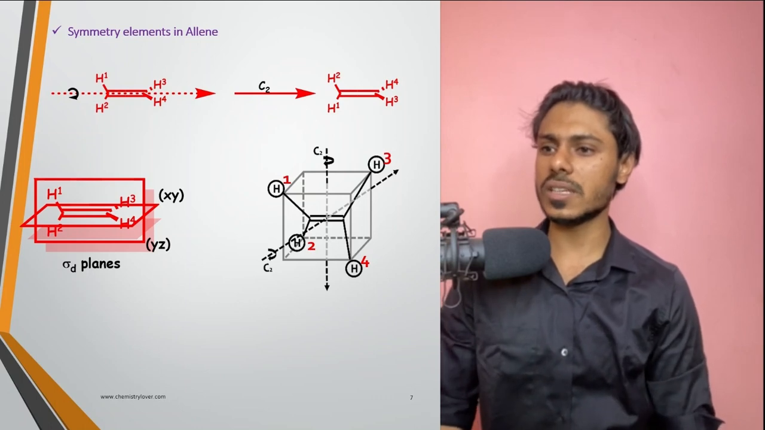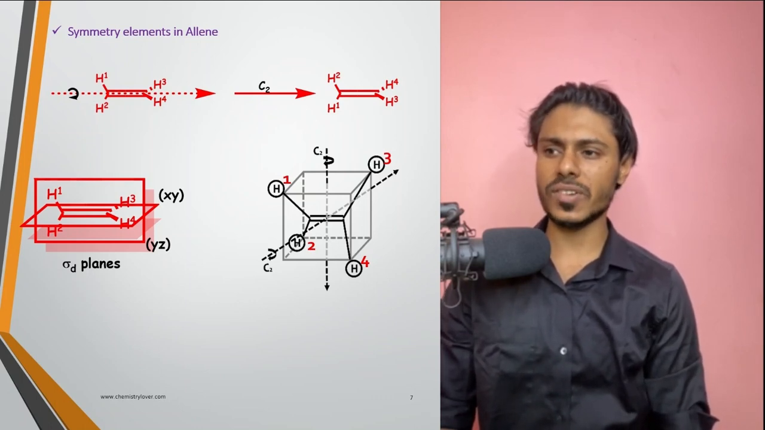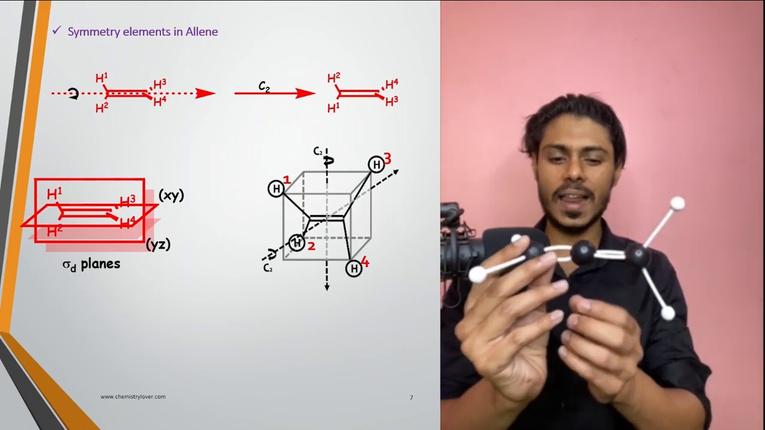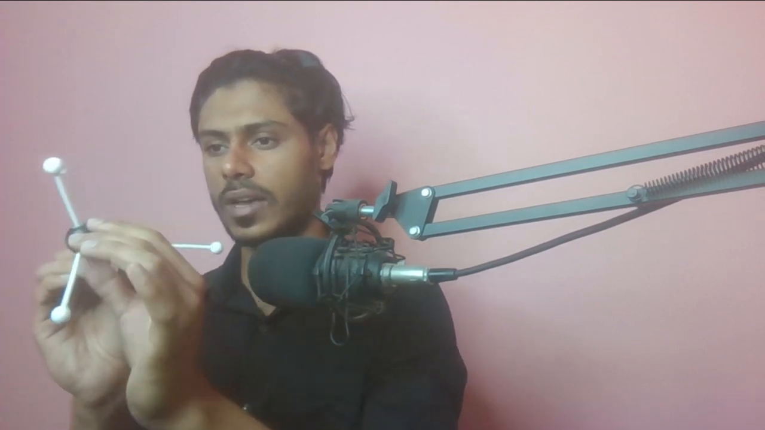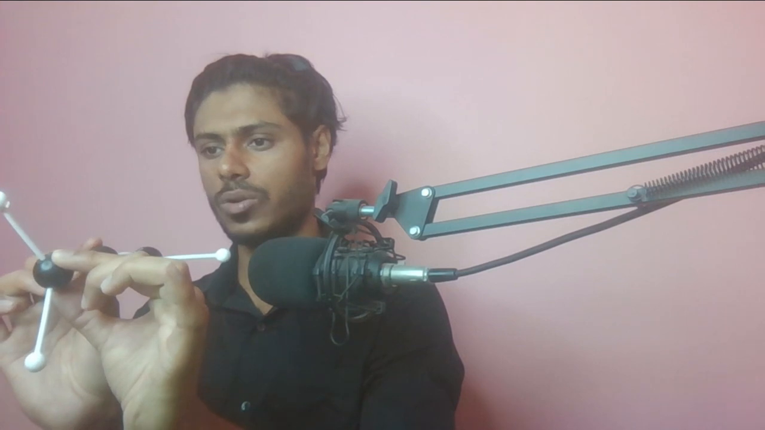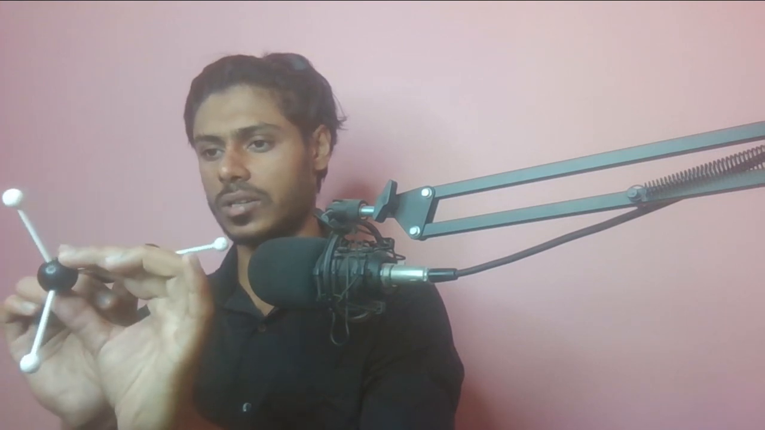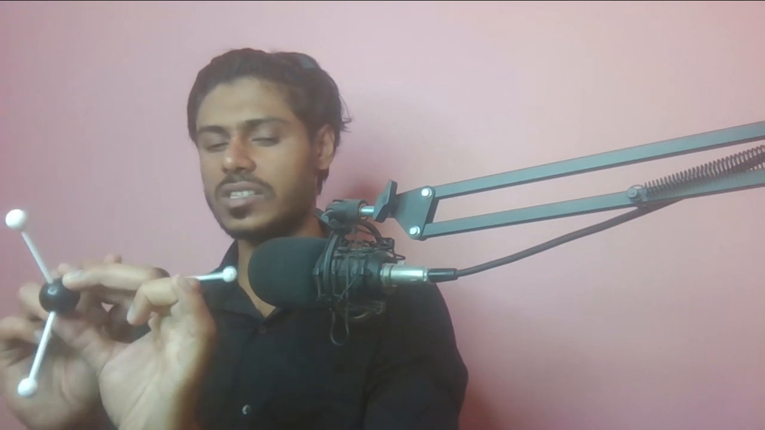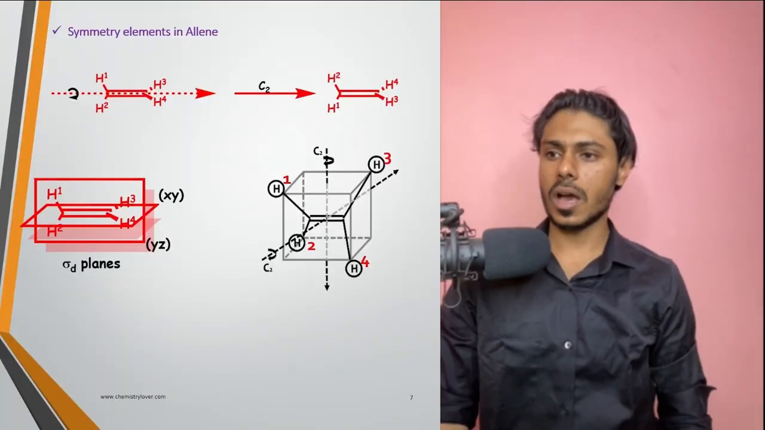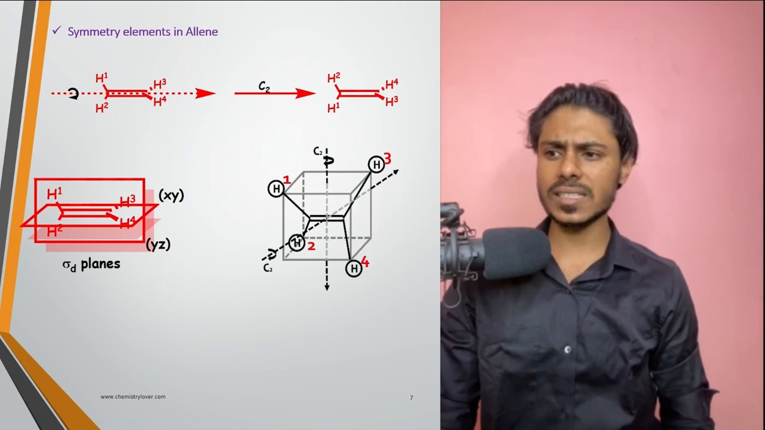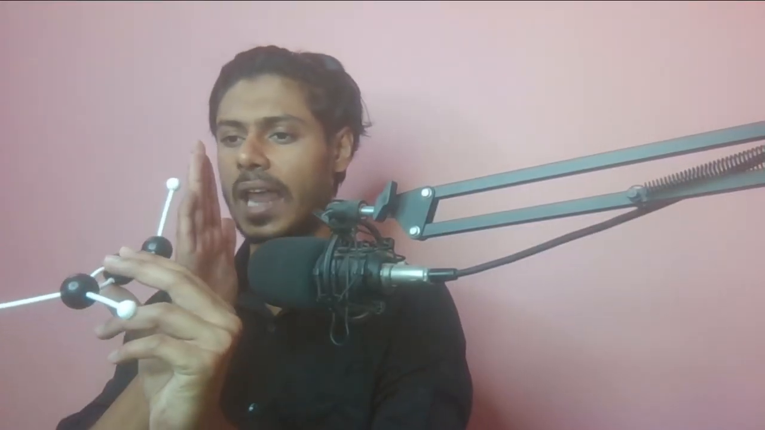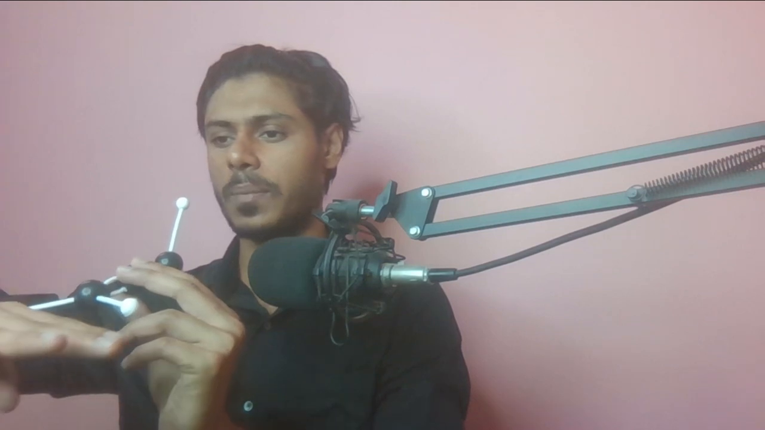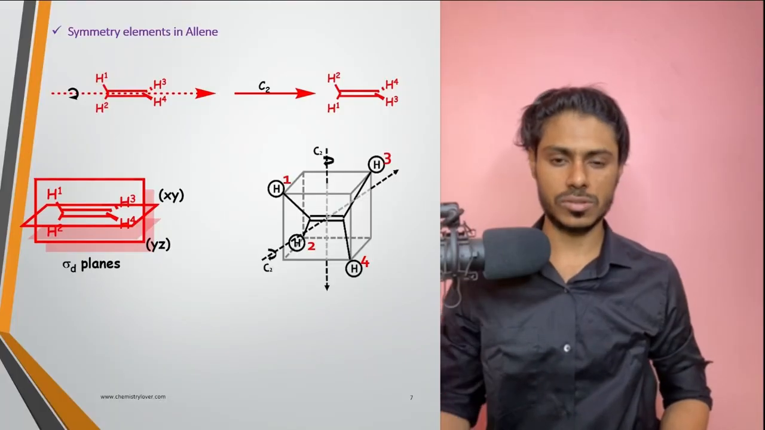In the slide we can see one C2 symmetry axis is very clear. If you rotate the allene molecule along this axis, by 180 degrees, you get the same arrangement, right? So this is called the C2 axis. So we have one C2 axis, and the sigma planes are also very clear. You have one sigma plane along these two hydrogen atoms and one sigma plane along these two hydrogen atoms. So the xy plane is one sigma plane and the yz plane is another sigma plane.